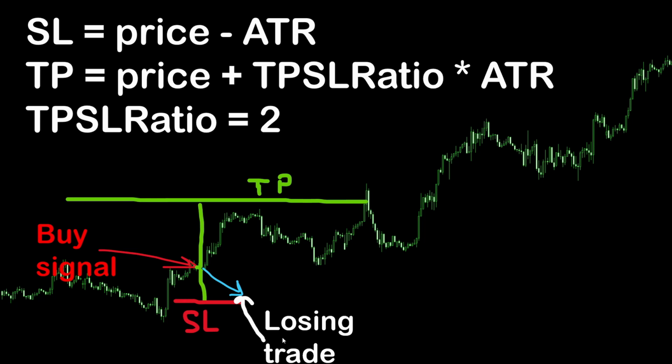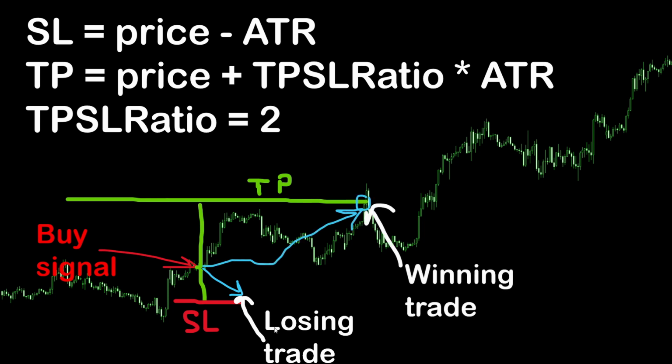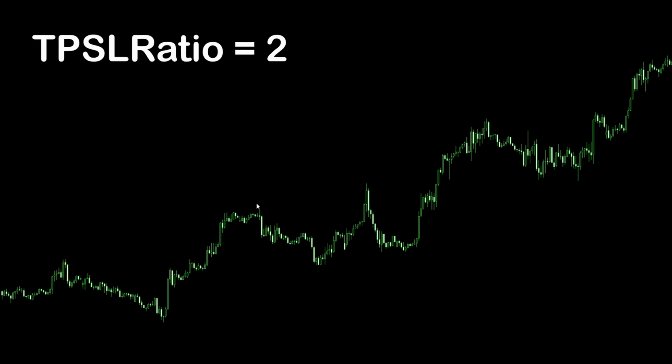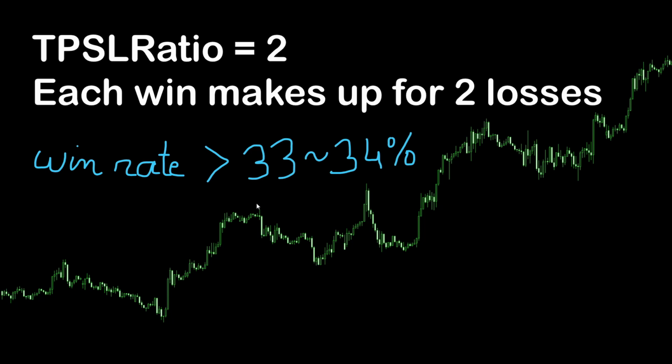In this case, I will have a losing trade. And if it touches the take profit value first, I will have a winning trade. And since we took the take profit stop loss ratio equal to 2, this means that theoretically each winning trade will make up for 2 losses. And in this case, we need to be right 34% of the times to have a winning system.